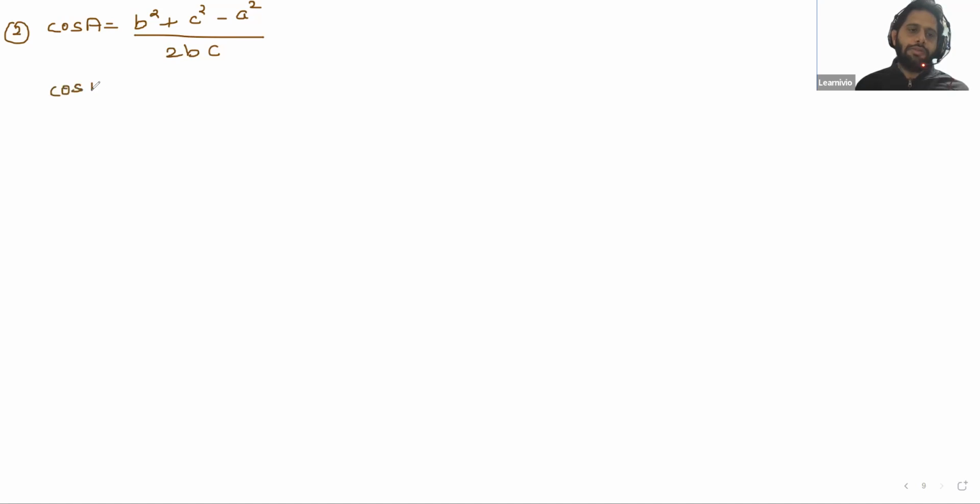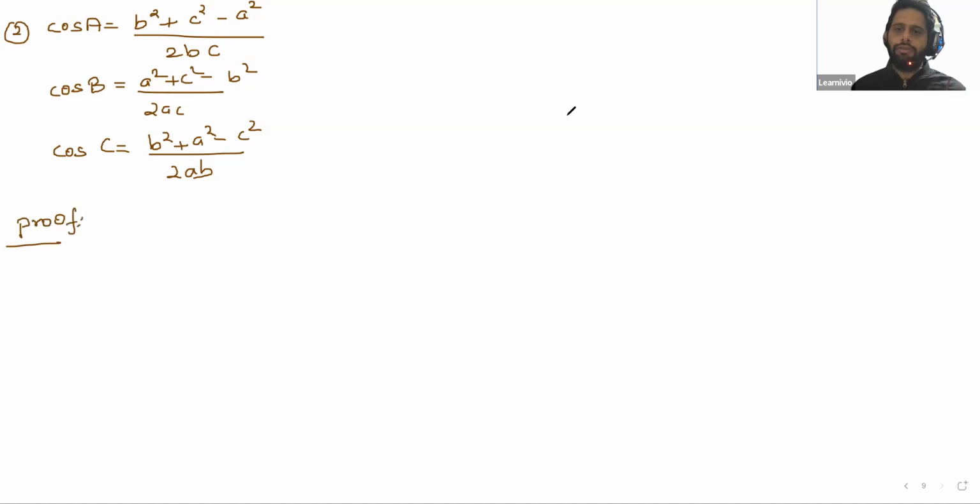The second one. Second is cosine formula. So that is cos A is equal to B square plus C square minus A square by 2BC. Okay. Next is cos B is equal to A square plus C square minus B square by 2AC. This cos C is equal to B square plus A square minus C square by 2AB. Okay. We will prove this formula, then I will explain you how to learn this one.